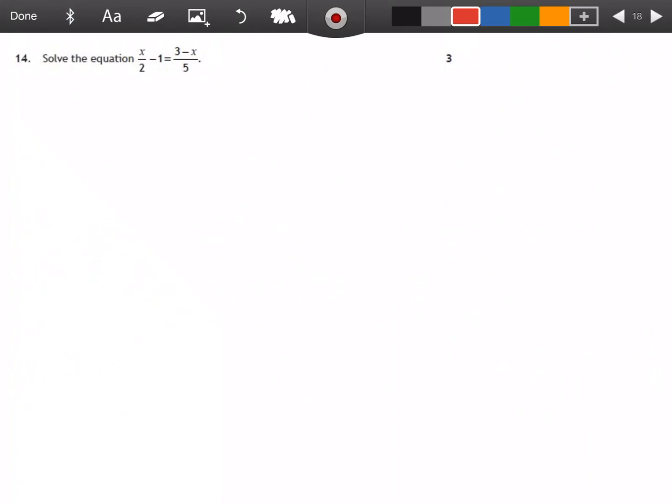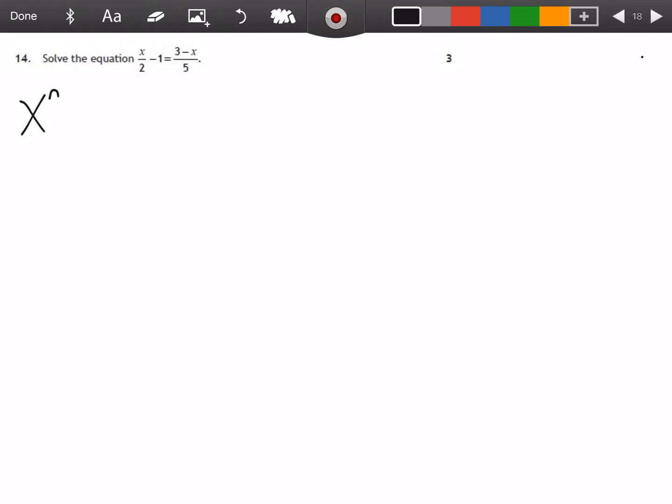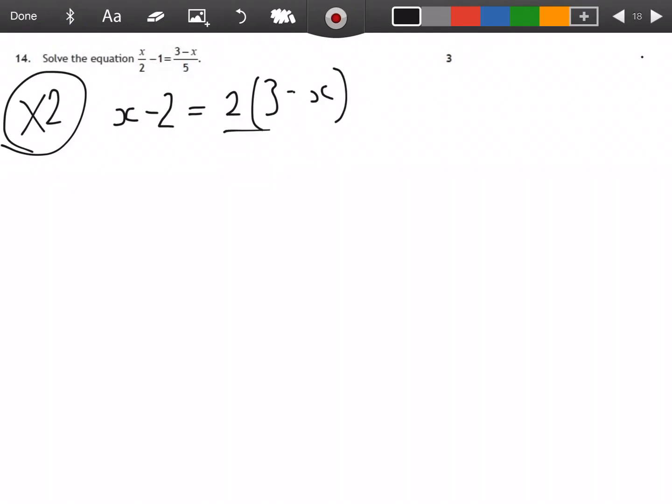It's making the equation very, very difficult to deal with. A simple way of getting rid of this division by 2, I'm just going to wipe that out, I don't want it to block anything. An easy way to get rid of that division by 2 is multiply everything through by 2. Now if I multiply everything through by 2, I'm going to be left with x. I need to multiply the take away 1 by 2 as well. And I want to multiply this side by 2 as well. I'll just leave it as 2 times 3 minus x, over 5. That's an x.